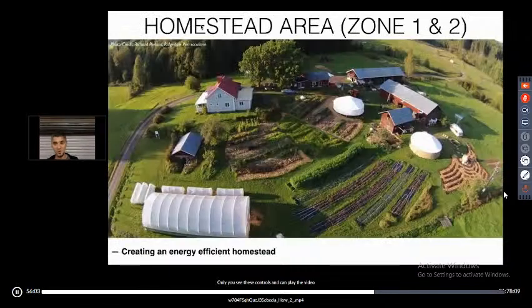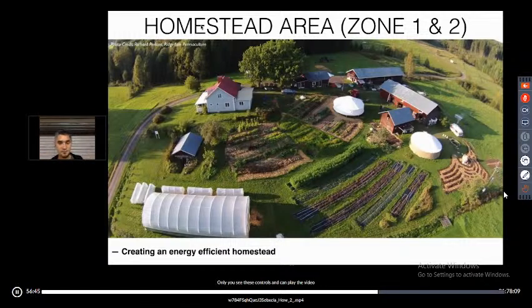And those details are the homestead area. I call the homestead area zone 1 and zone 2. Sometimes people have only zone 1 and zone 2 because their property is a little bit small. They can have even on an acre a zone 3 or 4, but from a farm aspect, zone 1 and zone 2 would be areas that are close to the house, that are more under our management and our control.